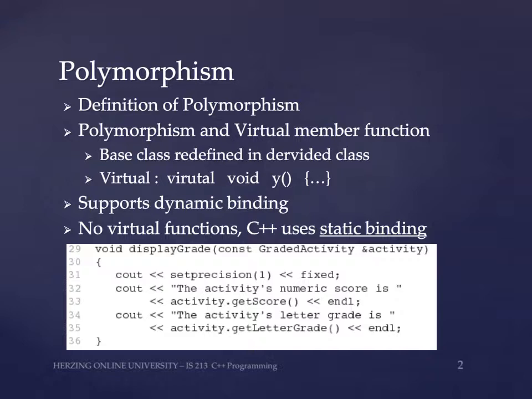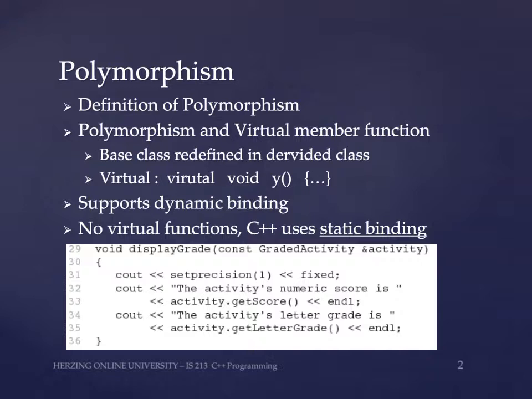A virtual member function is a function in a base class that is expected to be redefined in a derived class, and the function is defined with the keyword virtual. For example, to define a virtual function, you use virtual void. Virtual functions support dynamic binding, where functions are bound at runtime to the calls that invoke them. Without virtual member functions, C++ uses static binding, or binding at compile time.